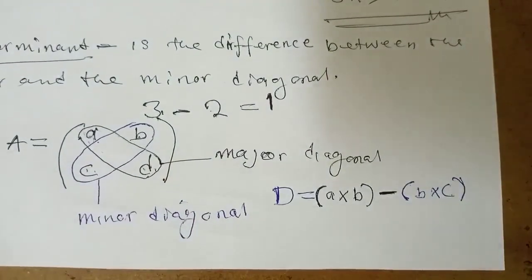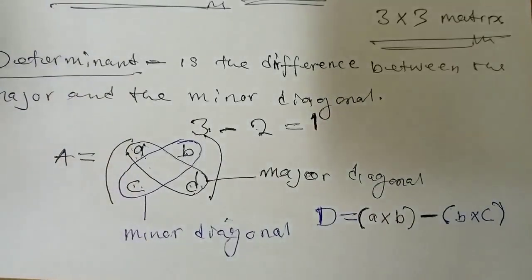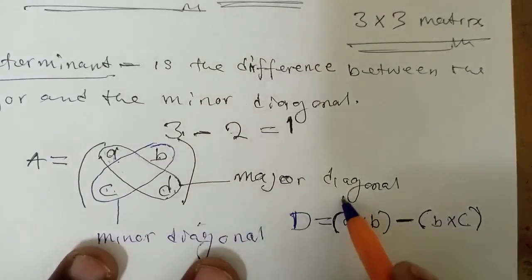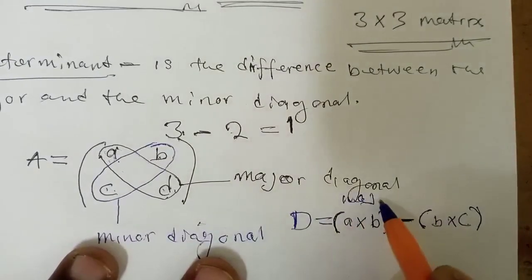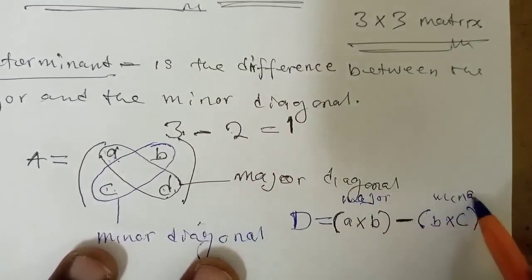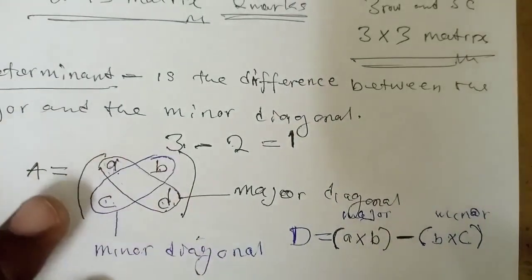So you need to know how to find the determinant. We said it is the difference between the major and the minor diagonal. So this is the major, and this is the minor.